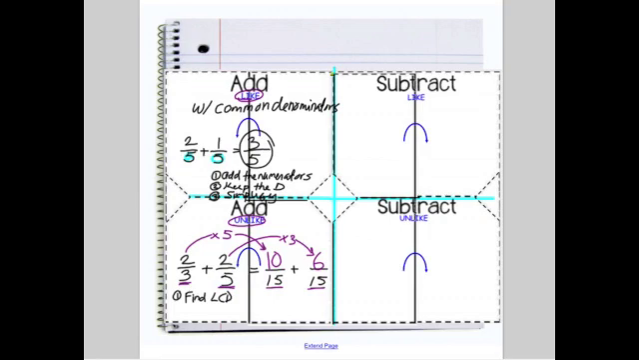Now we're back to where we were with common denominators, so we can follow the steps as outlined in the previous example. Add the numerators together. 10 plus 6 is 16. Keep the same denominator, 16 over 15, and simplify my expression. 16/15 is in simplest form.